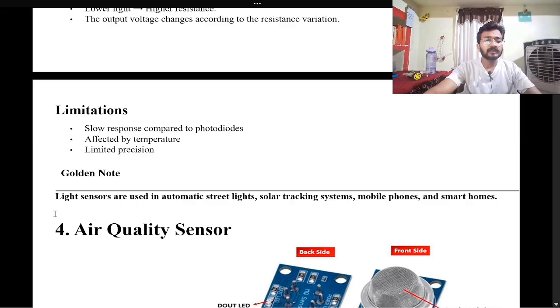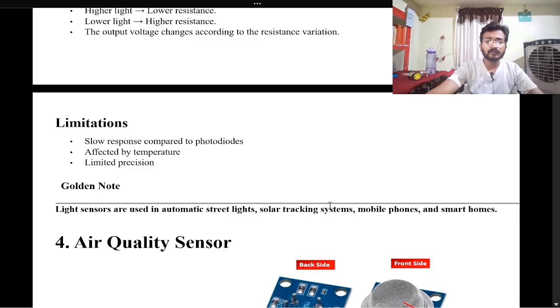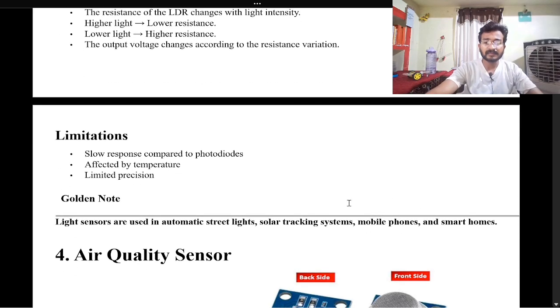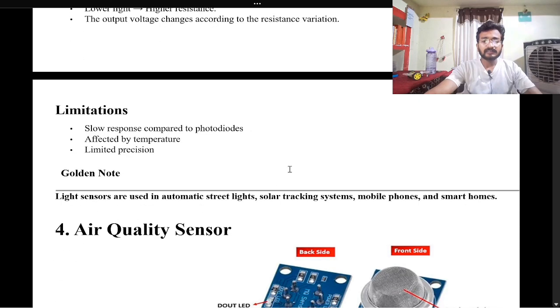Here we have golden node. Light sensors are used in automatic street light, solar tracking system, mobile phones, and smart homes. One of the best examples of light sensor is automatic brightness control in your phone. You have seen that when you go outside, the brightness of your phone increases as the intensity of light increases, and when you are in dark places, the brightness of the phone decreases. This happened because of this LDR sensor.